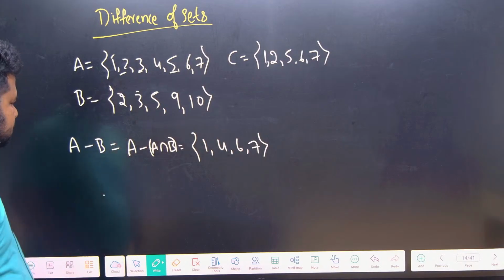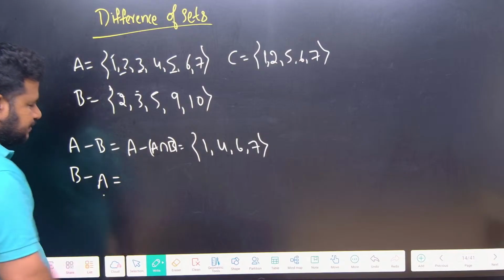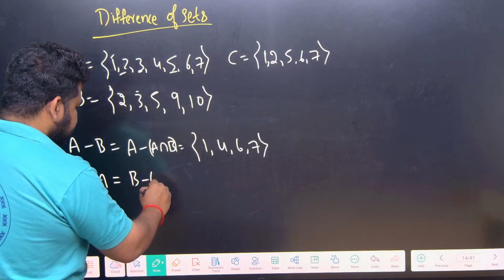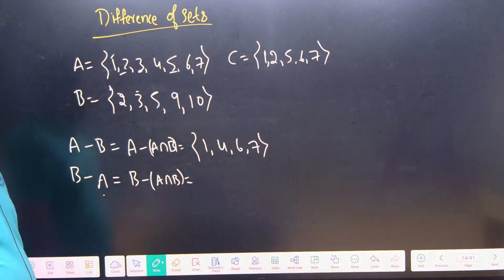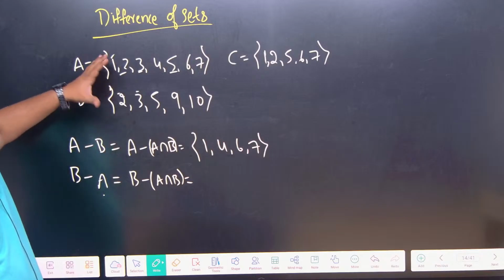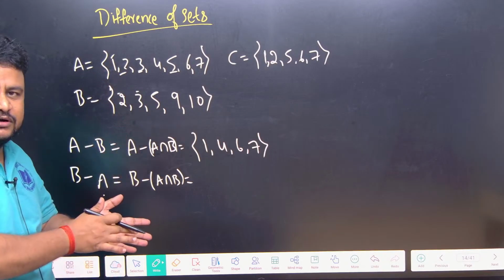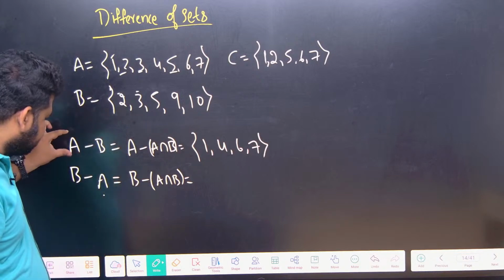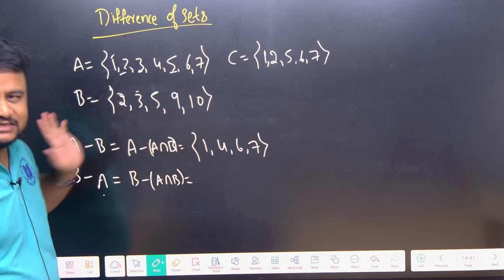Let us use one more example. If I write B minus A, this is nothing but B minus A intersection B. That means what is common between B and A, you remove it. Here also, in A minus B, you remove what is common between A and B, and whatever is left over in A, you write as the answer.